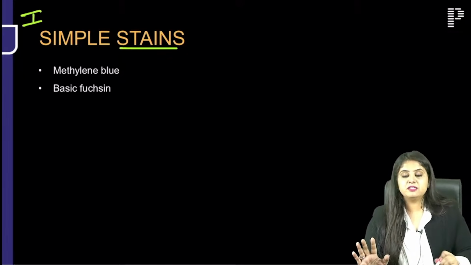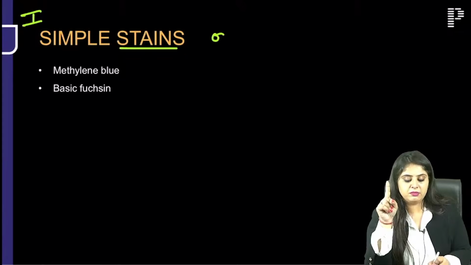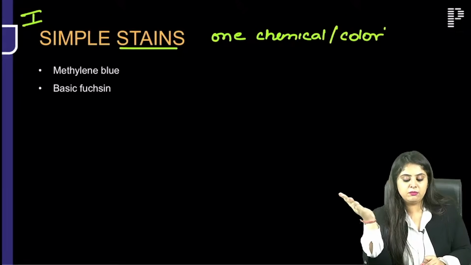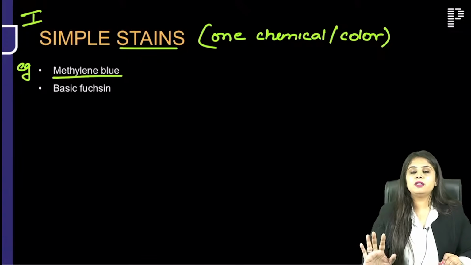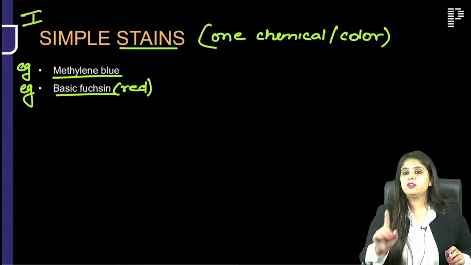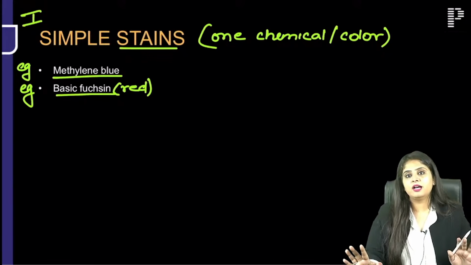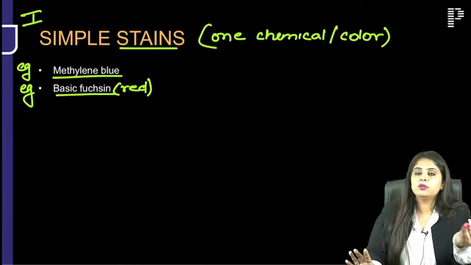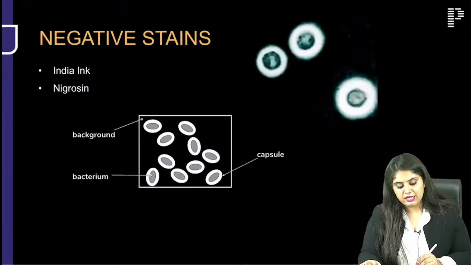So the first type of stains we have are simple stains. Simple means you decide, okay, I'm only going to add one color. Simple stain means you are only going to add either one chemical or one color. You don't want to make a rainbow out of that slide. Example, I only want to add a blue color. What chemical will I put? Methylene blue. I only want to add a red color. Red color usually comes from fuchsin. So I will add basic fuchsin. When you are adding only one stain, it is a simple stain. Did that seem like rocket science? I don't think so. You want to add blue color, you add methylene blue. You want to add red color, you add basic fuchsin. That's it. Simple stain. Now comes the next one.